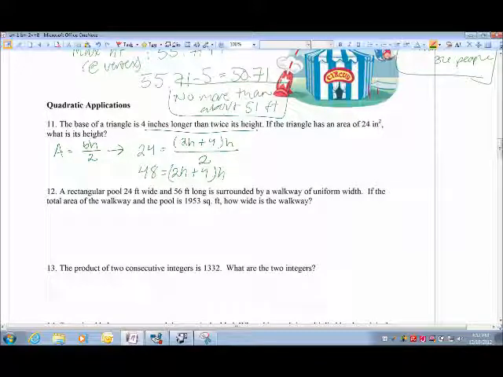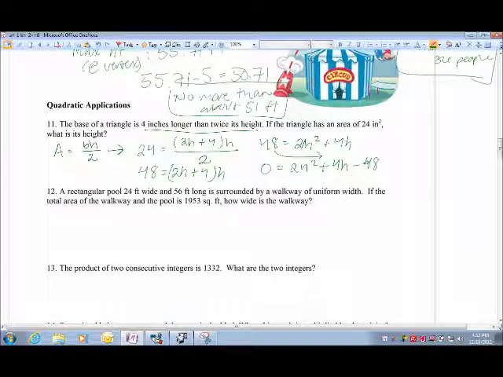Okay, so we distribute the h, and we end up getting 48 equals 2h squared plus 4h to get rid of our parentheses. And we want to set it in standard form, so we're going to go ahead and bring this 48 over. So we're going to set it equal to 0. So we get 2h squared plus 4h minus 48.